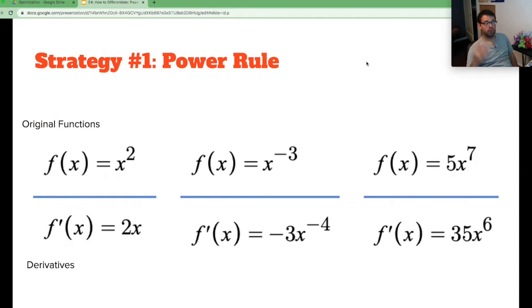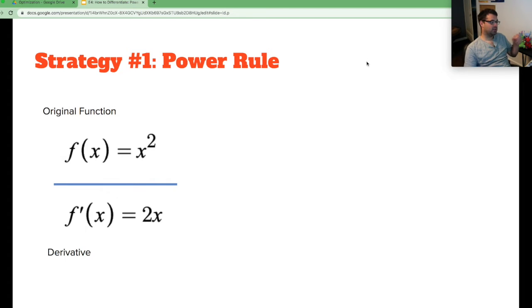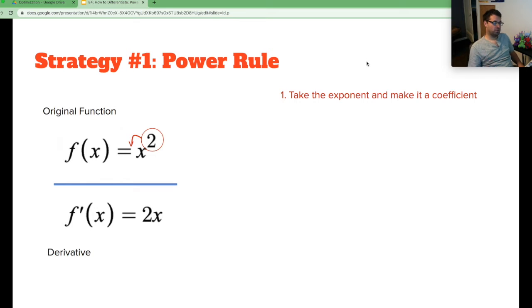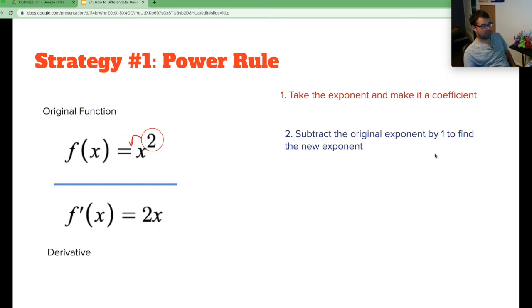So let's go through and break down each of these three examples, examine two special cases, and then you will be a master of the power rule for differentiation. If we take a look at this one, here are the steps. Take the exponent and make it a coefficient. So we're going to bring that 2 down in front of the x, so it's a coefficient, a number attached to the front of the x, being multiplied to our variable. Then we take the original exponent and subtract it by 1 to find the new exponent. The original was 2. 2 minus 1 is equal to 1.